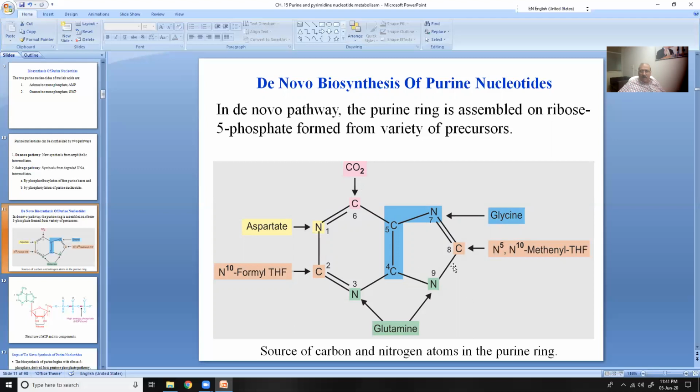This is the structure showing the source of carbon and nitrogen atoms in the purine. You see carbon dioxide, aspartate, N10-formyl THF, glutamine, and N5,N10-methenyl THF. These are the sources of carbon and nitrogen atoms in the purine ring, and the same structure you will find in the purine.